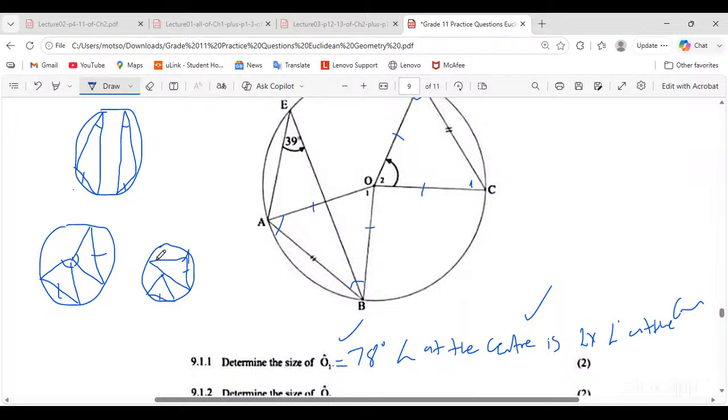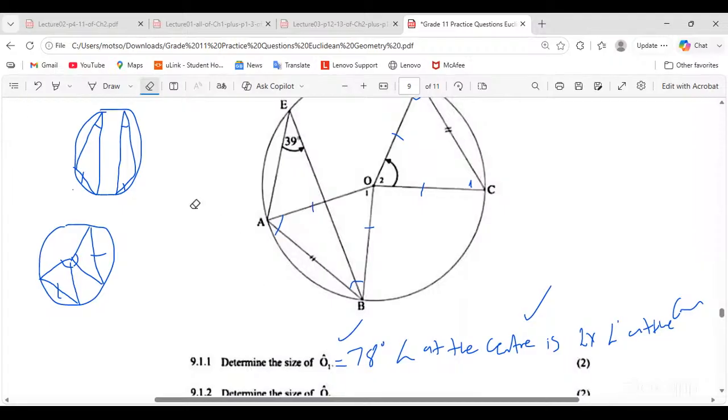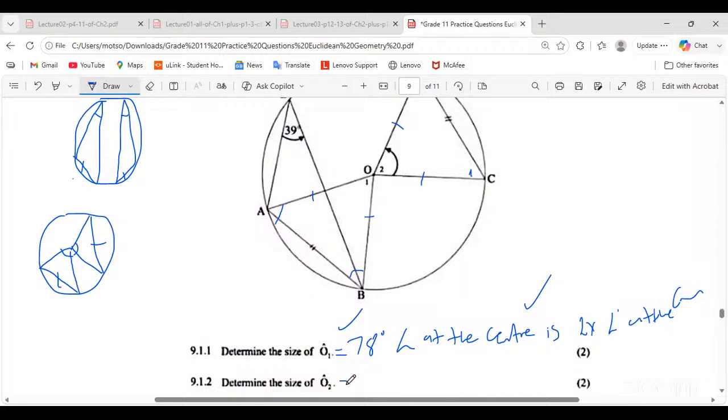Now you can say this angle is equal to that angle because one angle is at the center, the other one is at the circumference. So both angles should be either at the center or at the circumference. In this one, both angles are at the center. In this one, both angles are on the circumference. So only in these two scenarios can you say equal chords subtend equal angles. So angle O2 is going to be equal to angle O1, which is equal to 78 degrees. Then you say equal chords subtend equal angles.